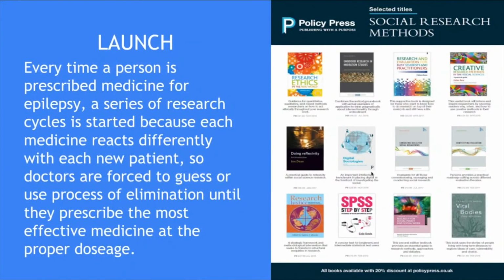All right. Now, I know that's not a lot of information, and there's a lot more stuff on that. We can talk about it forever, but I'm going to launch you with this. It's the end of this lesson. Every time a person is prescribed medicine for epilepsy, a series of research cycles is started because each medicine reacts differently with each new patient. So doctors are forced to guess or use a process of elimination until they prescribe the most effective medicine at the proper dosage. Now, why would I bring this up in a launch?